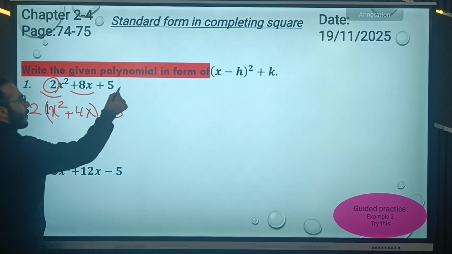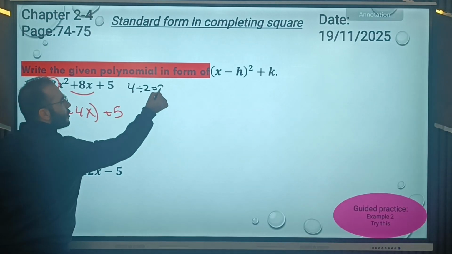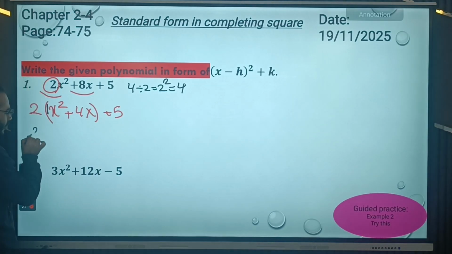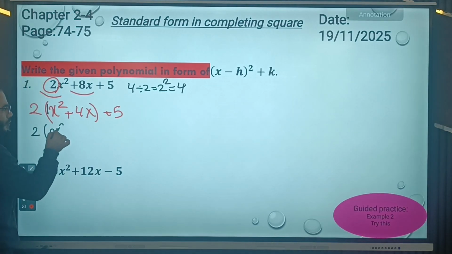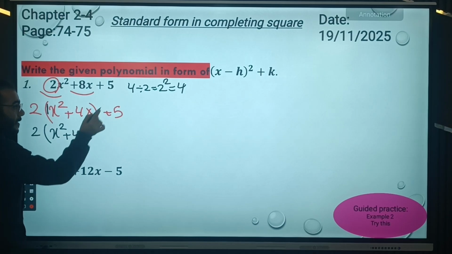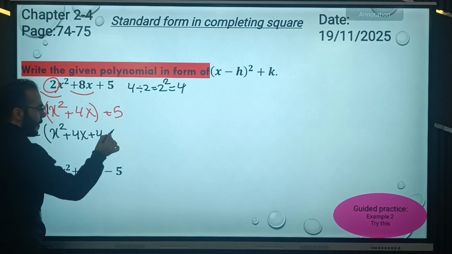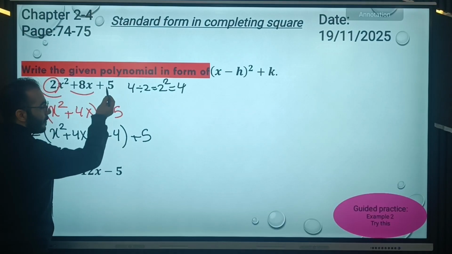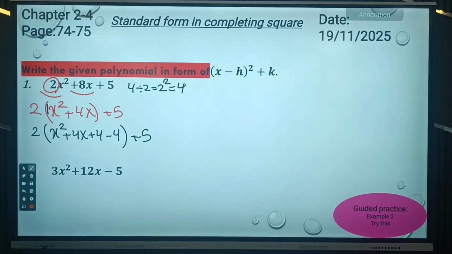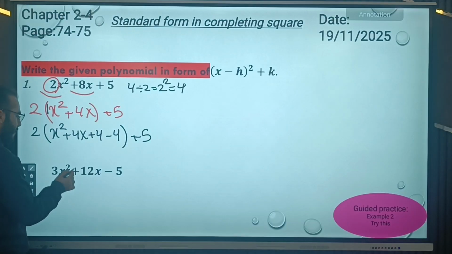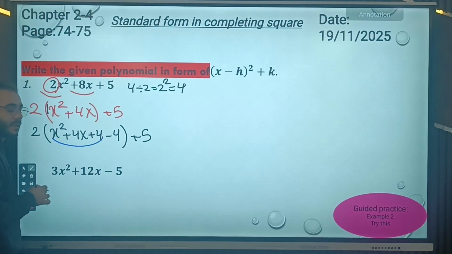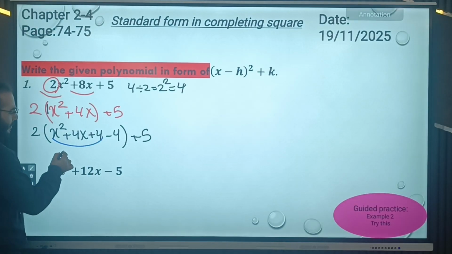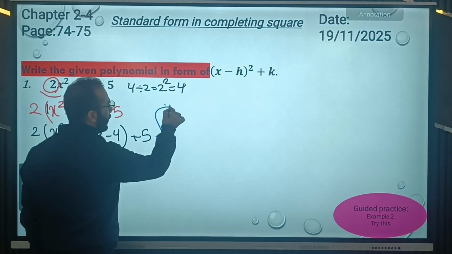Perfect. So 4 divided by 2 is 2. Power it by 2, again you are going to get 4. So we need to add it in this way. Look, 2 multiplied by x squared plus 4x plus 4 minus 4, all plus 5. Remember, this plus 5 is from the original question. Perfect. So what did we say recently? We said that the first 3 terms always are going to make a perfect square form.